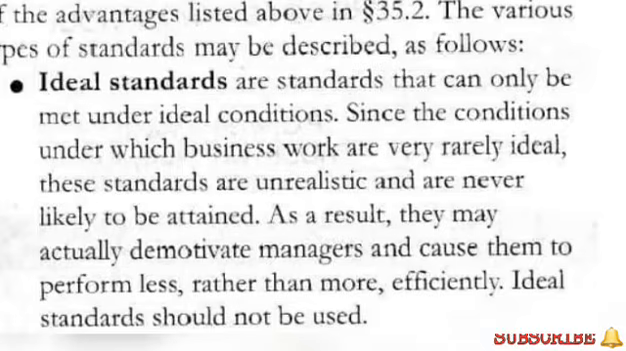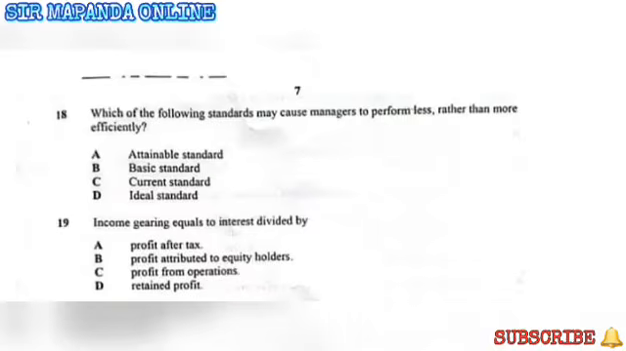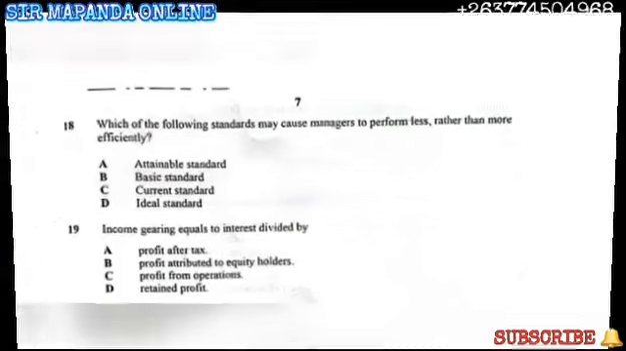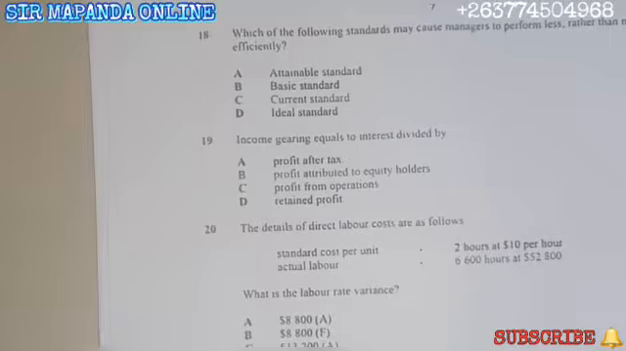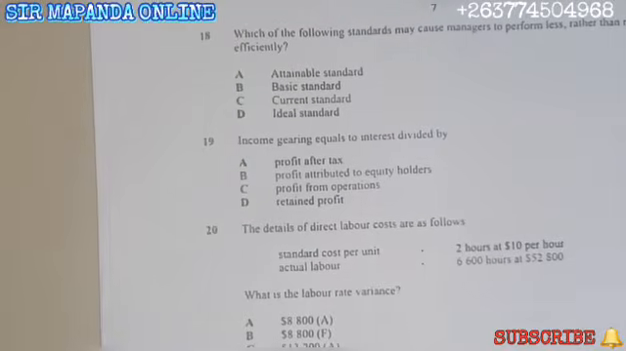So the last sentence or the last 3 sentences is exactly similar to what question number 18 is saying. Therefore, our answer is going to be D on question number 18. Right, we are now moving on to question number 19. It reads, income gearing equals to interest divided by.